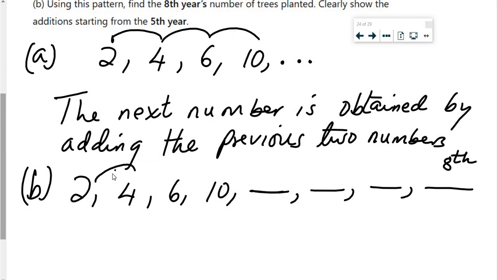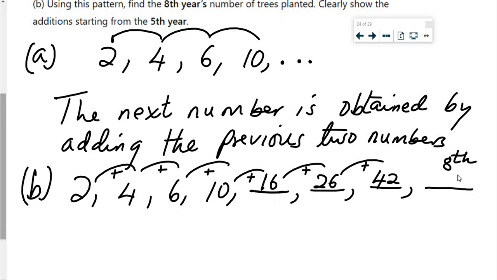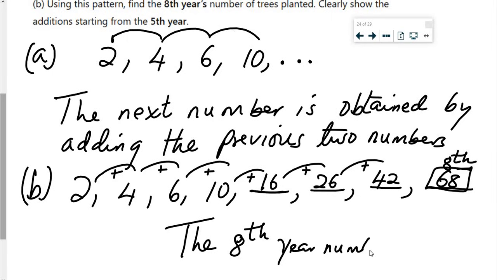2 plus 4, 6. 4 plus 6, 10. 6 plus 10, 16. 10 plus 16, 26. 16 plus 26, 42. 26 plus 42, 68. So the 8th number here is 68. So the 8th year's number is 68, and that is all.